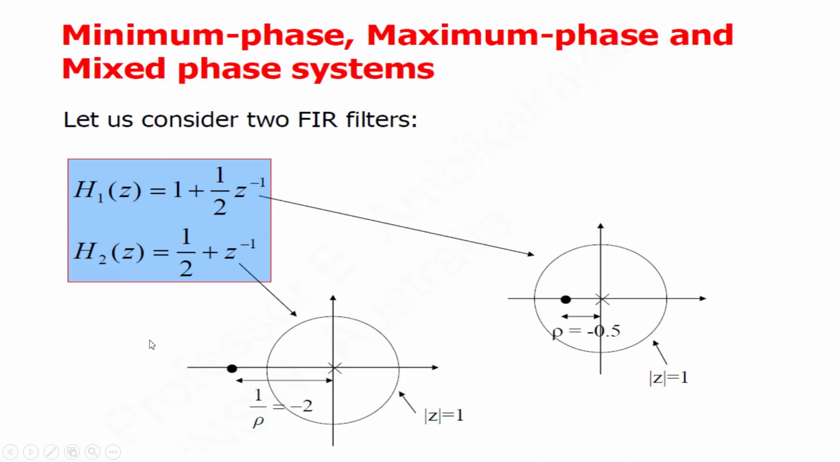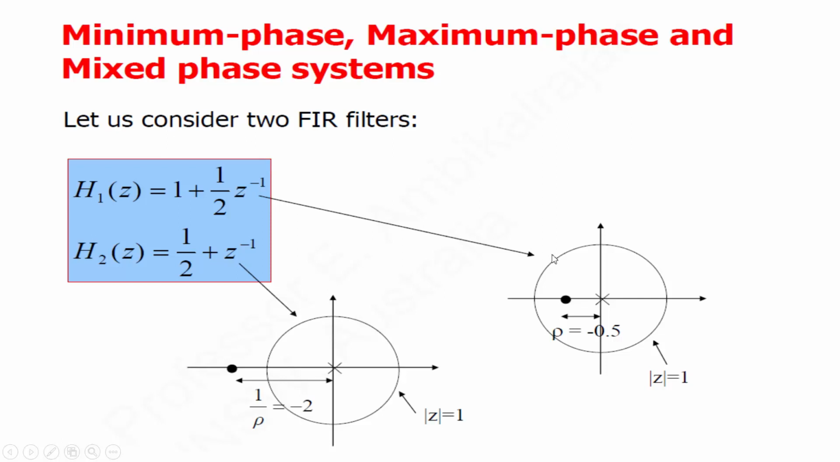Zeros can lie anywhere in the pole zero plot. This is the pole zero plot. Now this side is the real part and this side is the imaginary part. Let's look at two FIR filters. The first is 1 plus 1 over 2 z to the power minus 1. The second system is 1 over 2 plus z to the power minus 1.